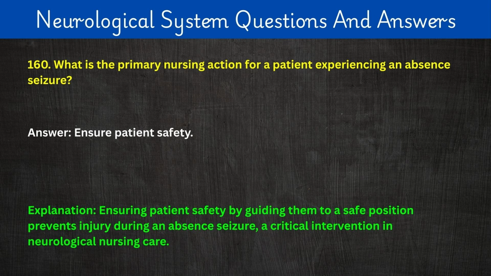160. What is the primary nursing action for a patient experiencing an absence seizure? Answer: ensure patient safety. Explanation: ensuring patient safety by guiding them to a safe position prevents injury during an absence seizure, a critical intervention in neurological nursing care.